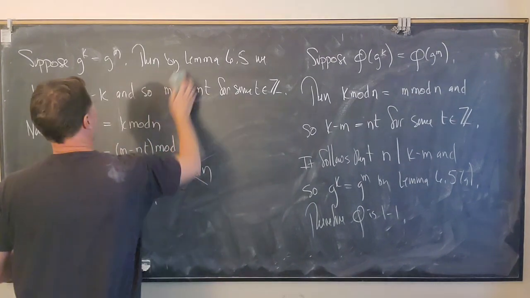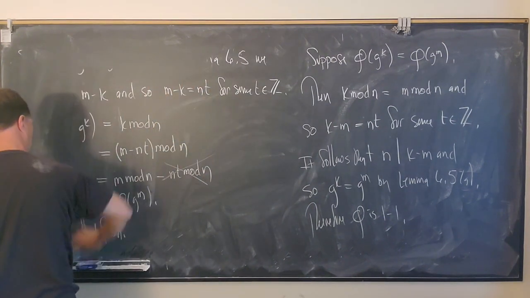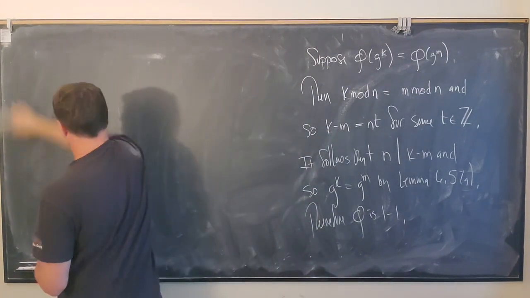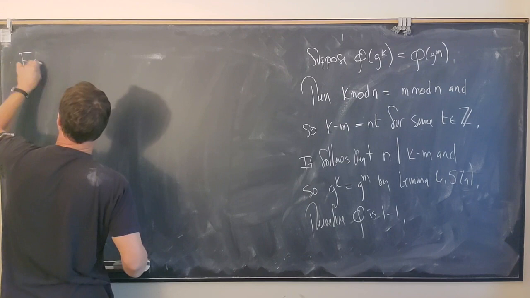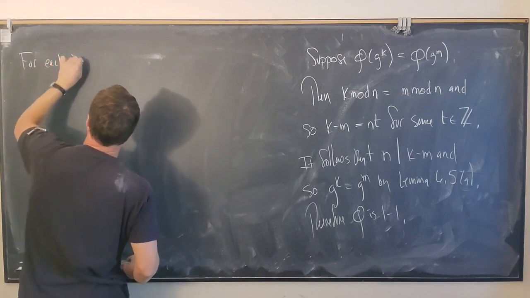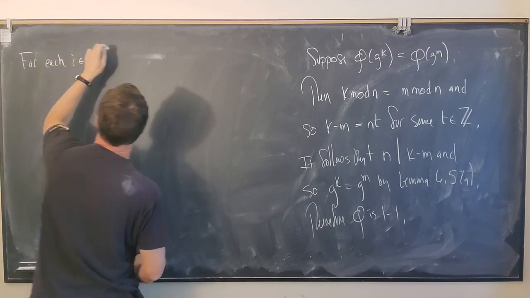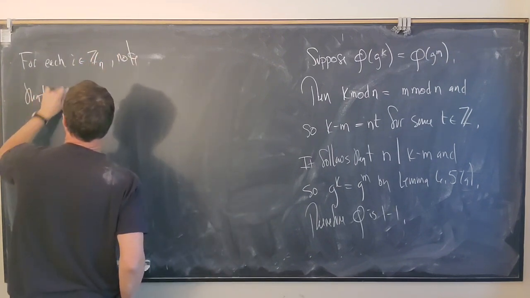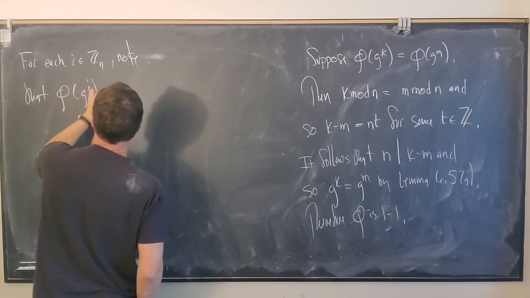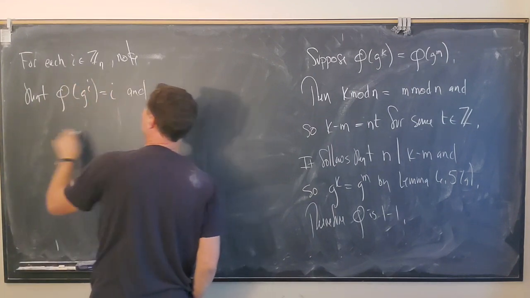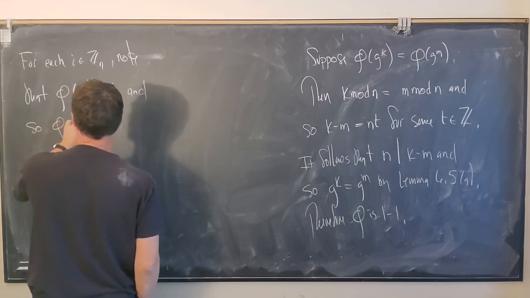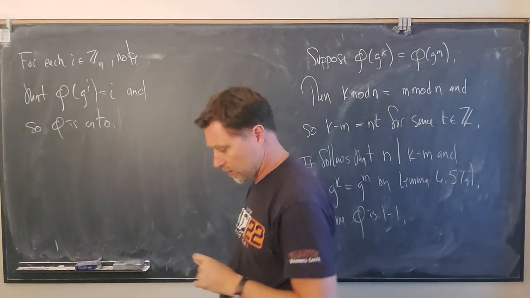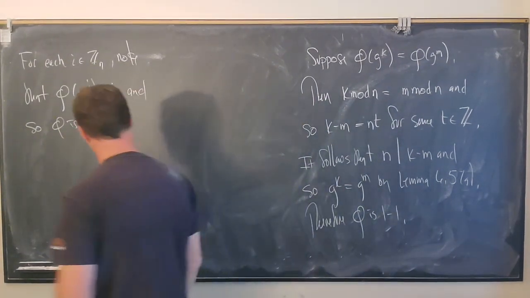It's pretty clear that it's onto. For each i in Zn, note that phi of g to the i is equal to i, and so phi is onto. And then the last thing we need to do is show that our operation is respected.